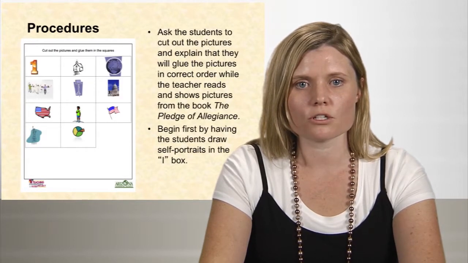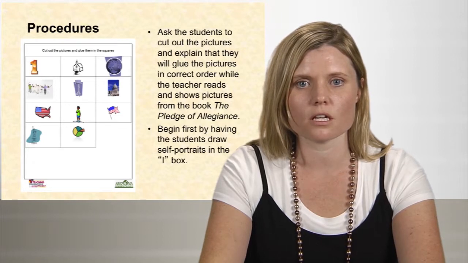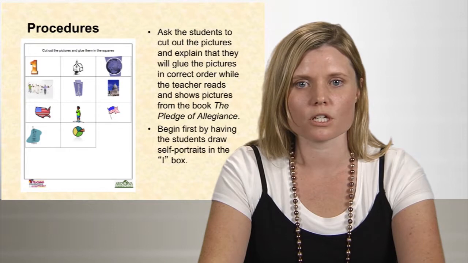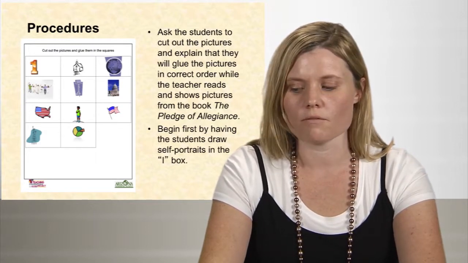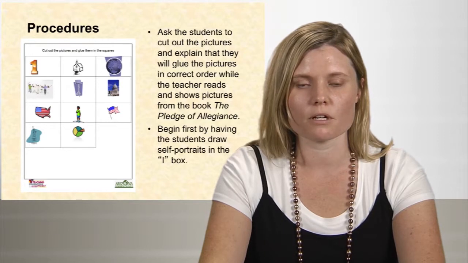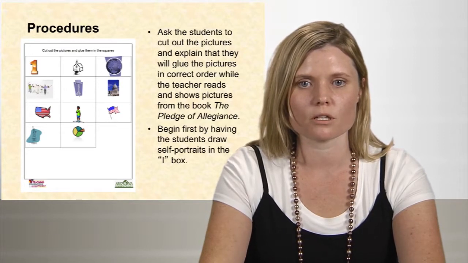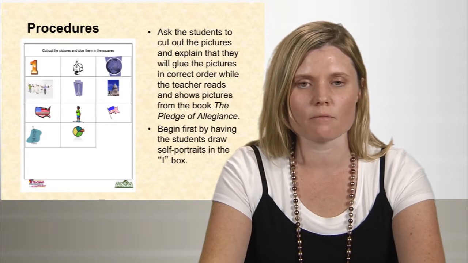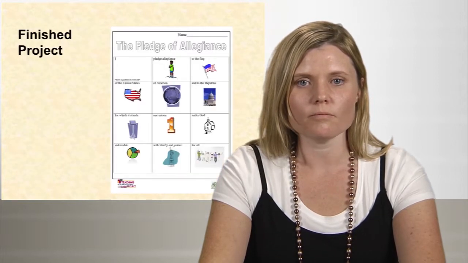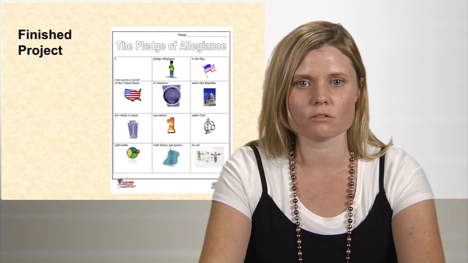This is the pictures that go along with the pledge worksheet. You'll ask the students to cut out the pictures, and you'll explain that they'll glue those pictures onto the pledge worksheet. As you're having them do that, you'll be reading aloud the Pledge of Allegiance picture book. First, you'll begin by having the students draw self-portraits in the I box. So this is what the finished project looks like.